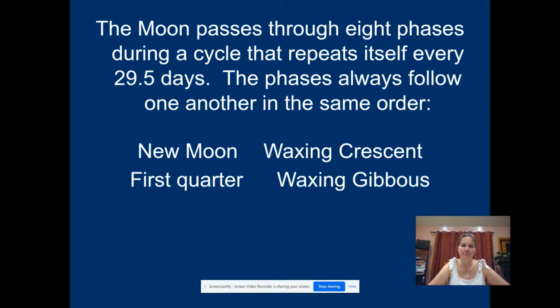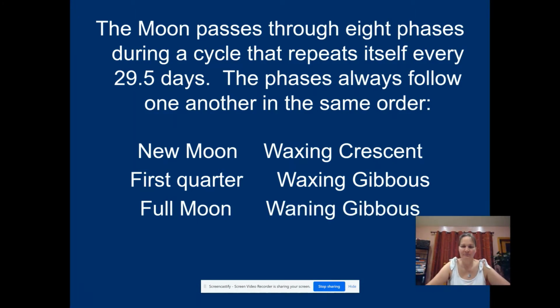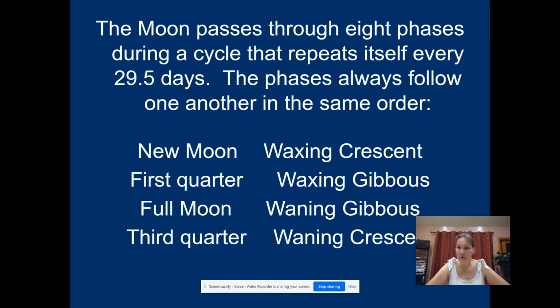First quarter, waxing gibbous. Gibbous is when you can see more than that quarter of the moon, okay? But you're not quite full. Full moon, we all seem to know about this. Super bright, complete circle, and then it starts to shrink again. So waning means to be getting smaller. Okay, third quarter, sometimes referred to as last quarter, waning crescent, and then you're back to the new moon again. So it is one big cycle.